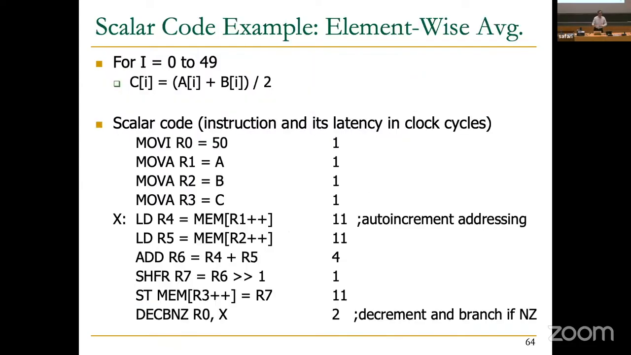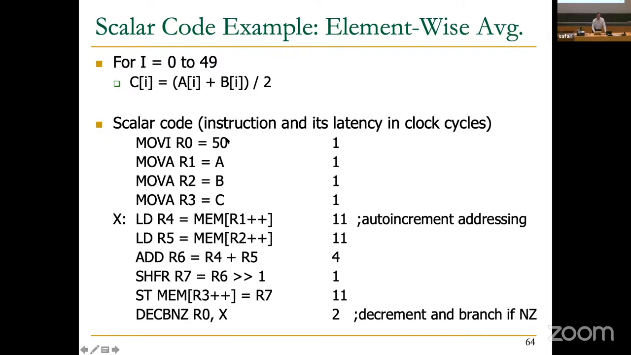Okay, but now let's start with an example of the benefits, at least the performance benefits of a vector processor. And this is some scalar code. We're going to look at the performance of the scalar code on simple machines first. And this is the element-wise average that I showed you earlier. If you actually write this element-wise average loop in scalar code, you write a loop, basically, right? And this shows each instruction and its latency in clock cycles.